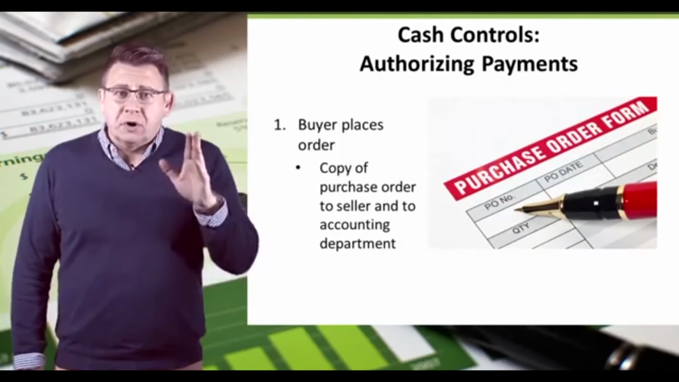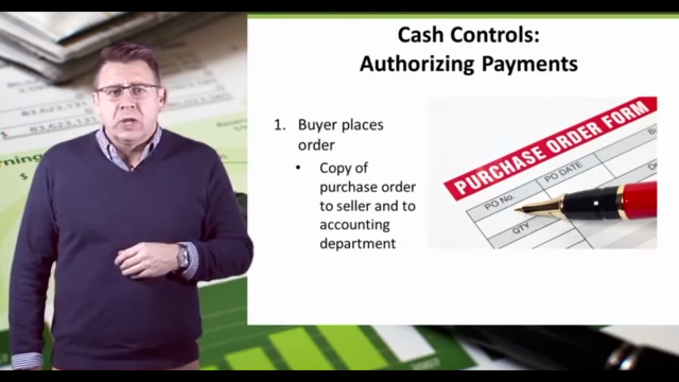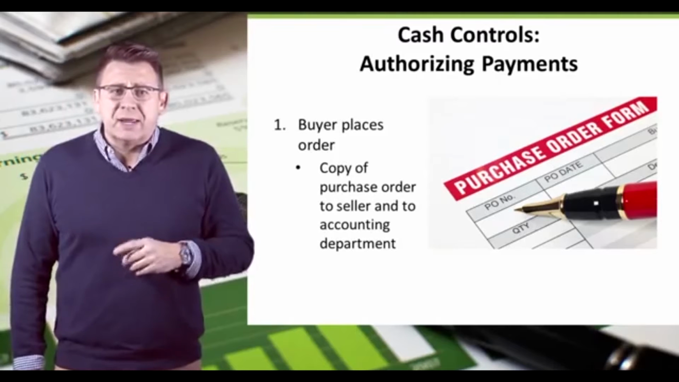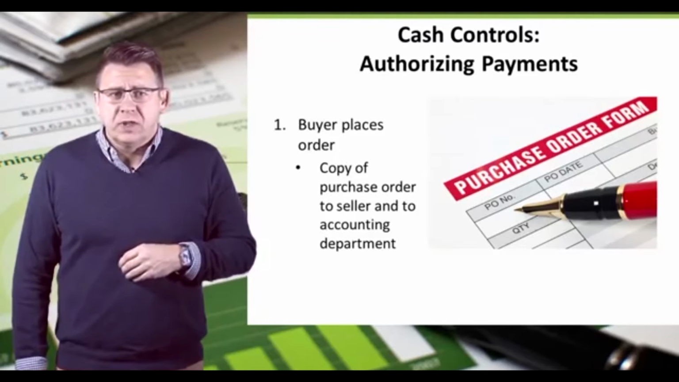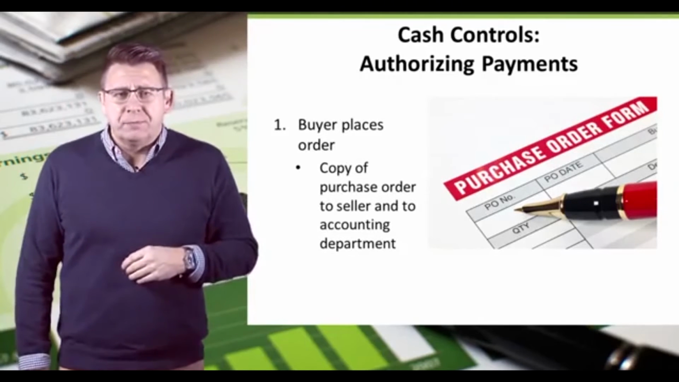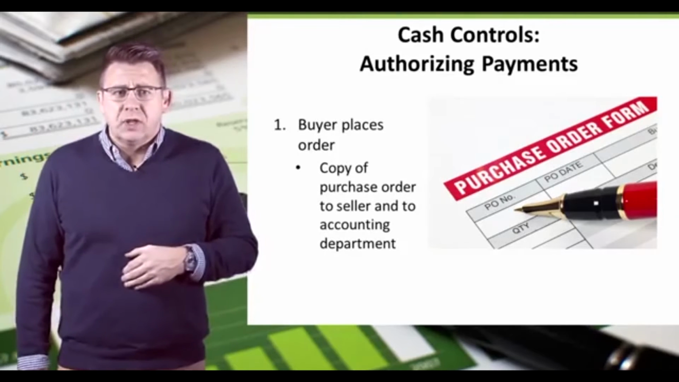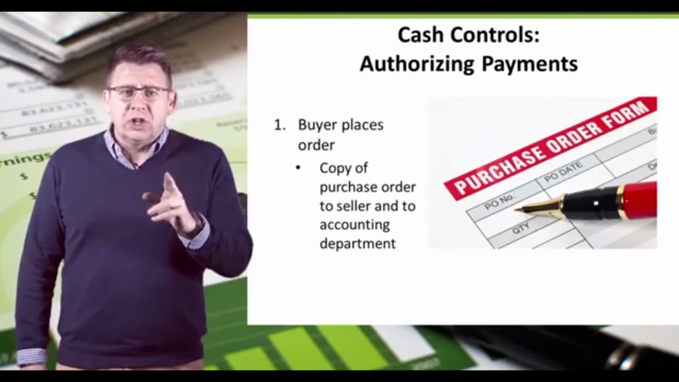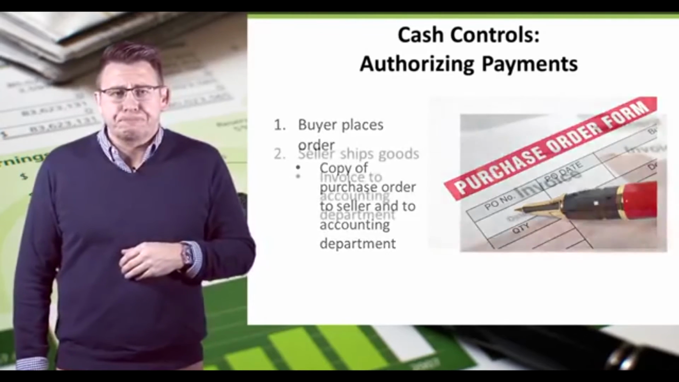To ensure proper purchases and payments are made, the following steps should be followed. A buyer orders products and provides a purchase order number to the seller. This authorizes the seller to sell goods to the company. A copy of the purchase order goes to the accounting department. The purchase order should include the numbers of the items ordered and quoted prices.